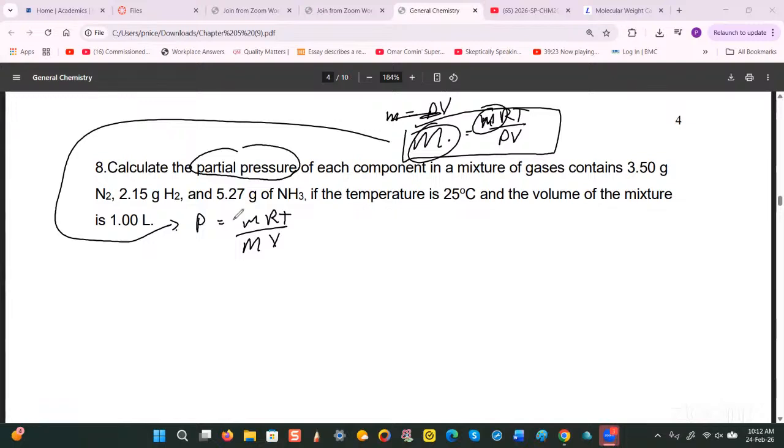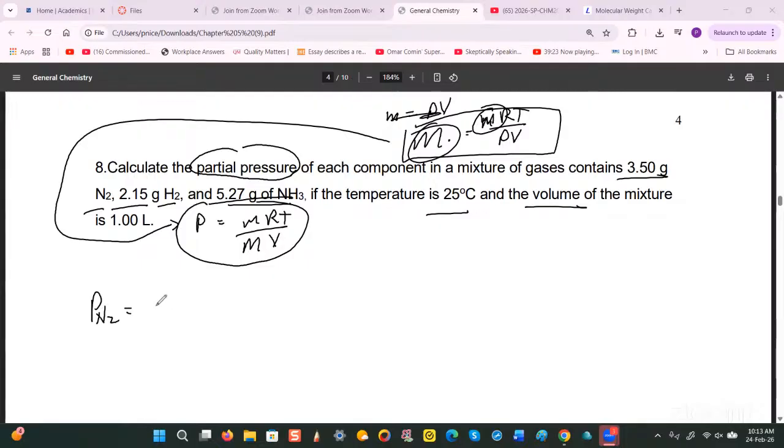Basically, you're going to apply this equation to each of these gases: the 3.50 grams of nitrogen, the 2.15 grams of hydrogen, and the 5.27 grams of ammonia. The question also gave you the temperature and the volume of the mixture, which is 1 liter. So let me start off by doing the calculation for the nitrogen.